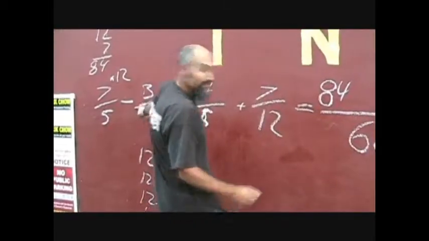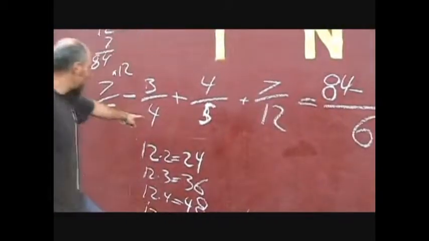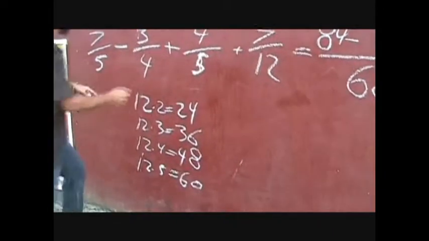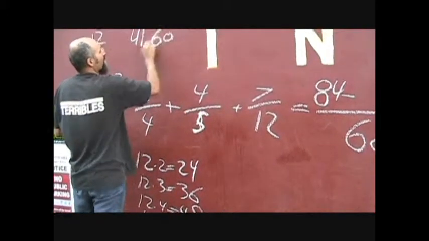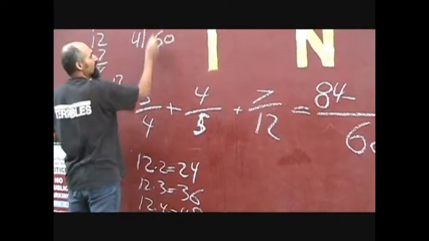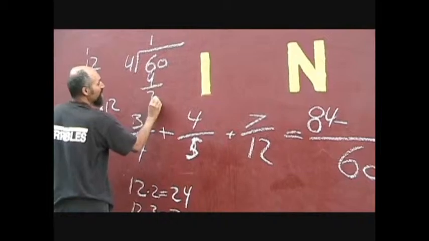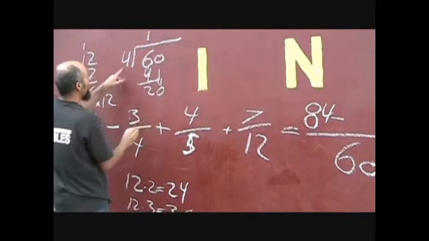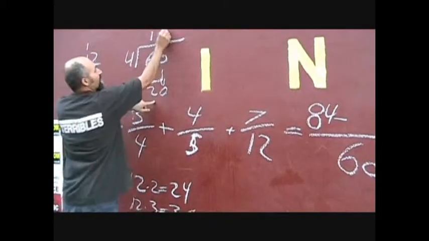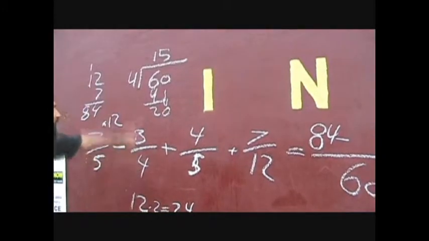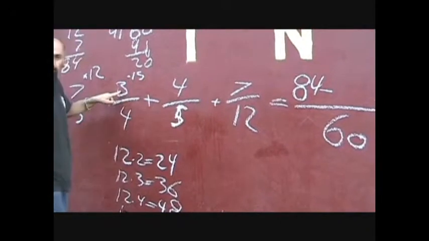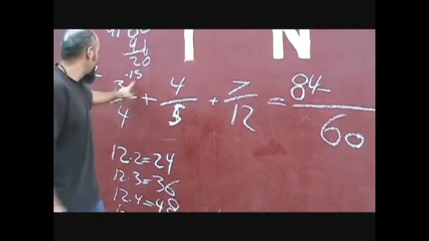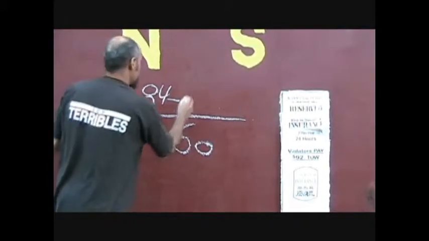Then you've got minus. What did you multiply 4 by to give you 60? Well, I'm not sure. So let's do a division. 4 goes into 6 once. That's 4. Bring the 2 down. Bring the 0 down. 4 goes into 20 5 times. So you multiply 4 by 15. So what you've got to multiply 3 by is 15. 3 times 15 is 45. So it's minus 45. So right now we've got 84 minus 45.